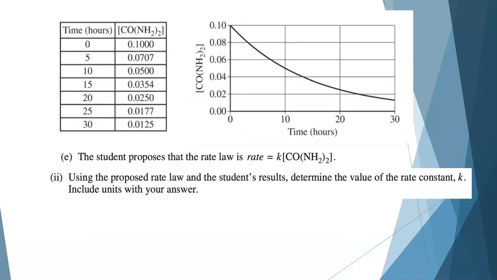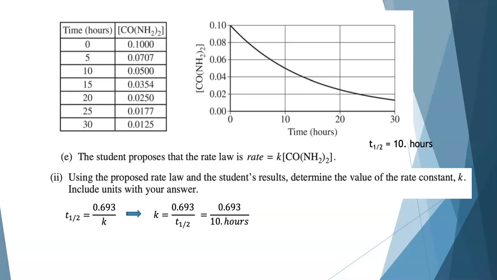So, using the proposed rate law and the student's results, determine the value of the rate constant K. Include units with your answer. You know, they often ask about units with rate constants, so always be prepared to do that. Now, we know it's first order, and we also know that the half-life is 10 hours. We had already determined that. If you go pull out your formula sheet, we know that for first order reactions, the half-life is equal to 0.693 over K, the ln of 2 over K. Well, we can easily rearrange that to solve for K, where K is 0.693 over the half-life. So 0.693 over 10 hours, we get a rate constant of 0.069 inverse hours.